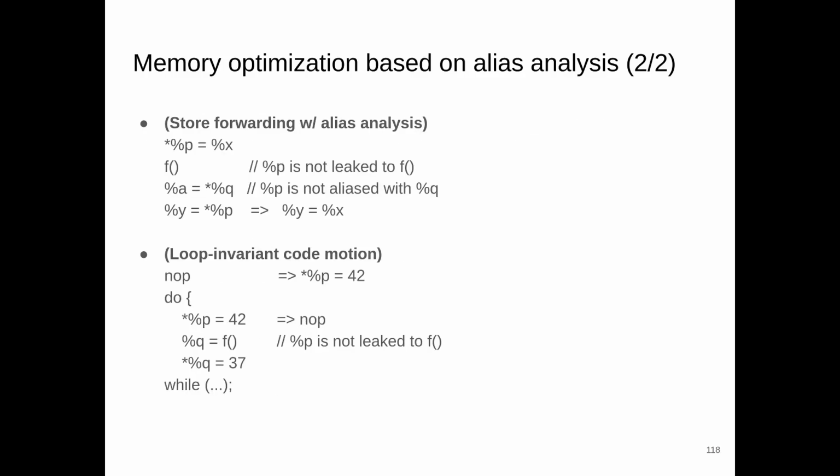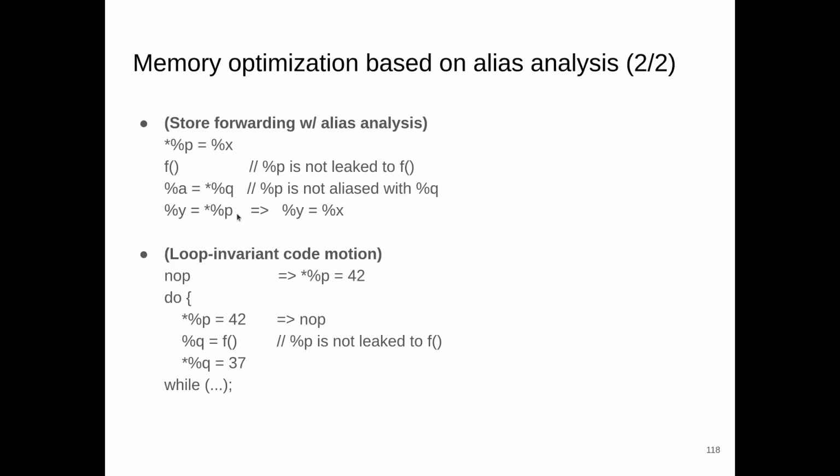So here are a little bit more examples of optimizations, which are store forwarding and loop invariant code motion. Let's discuss store forwarding first. It is another kind of memory optimization where a value stored in an earlier instruction may be used in a later instruction as a loaded value.